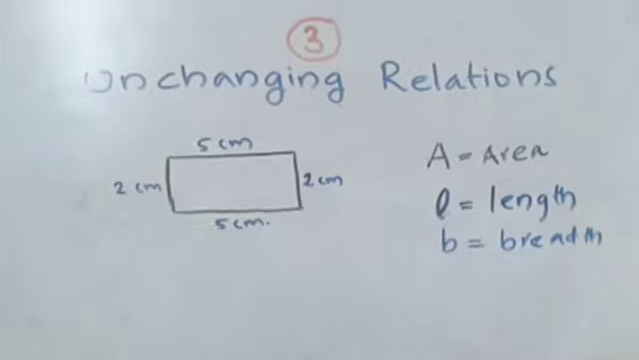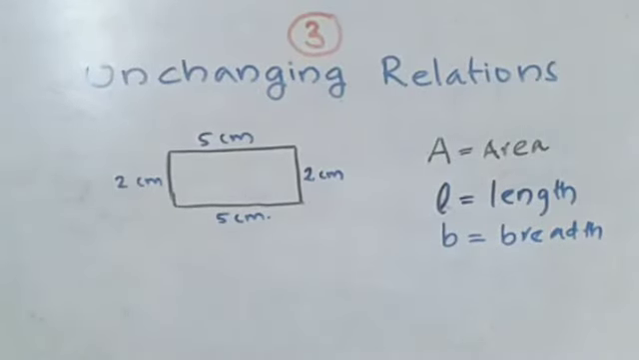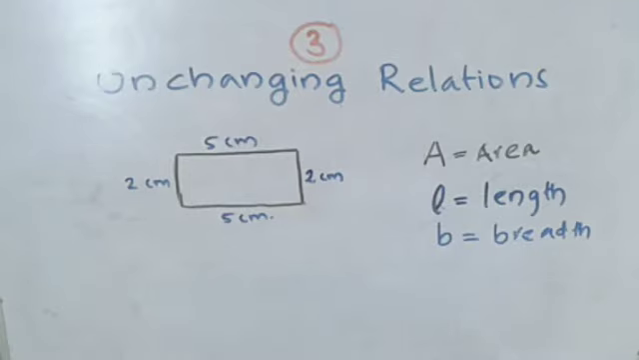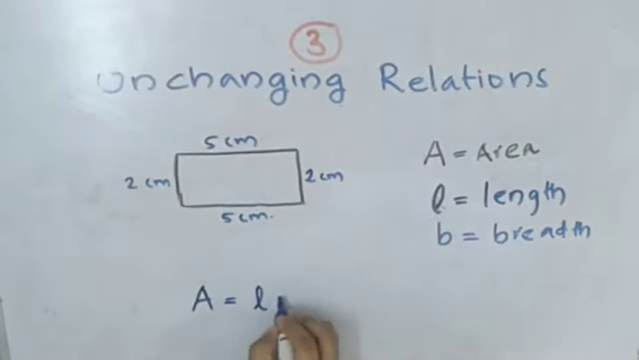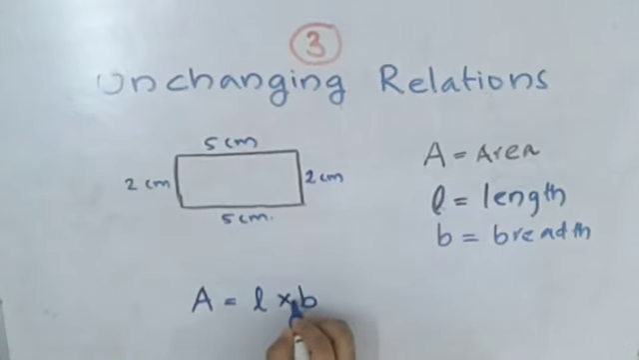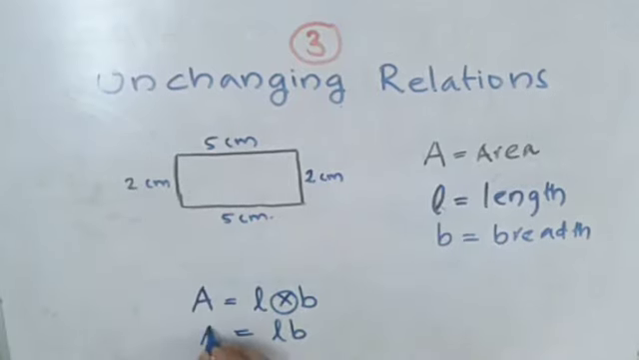That is width. Now we want to write the relation between area and sides of this rectangle. That is, A is equal to L into B. Area will be L into B. We don't write this multiplication, so I am writing here LB. It is the relation between area and sides of this rectangle. Okay?